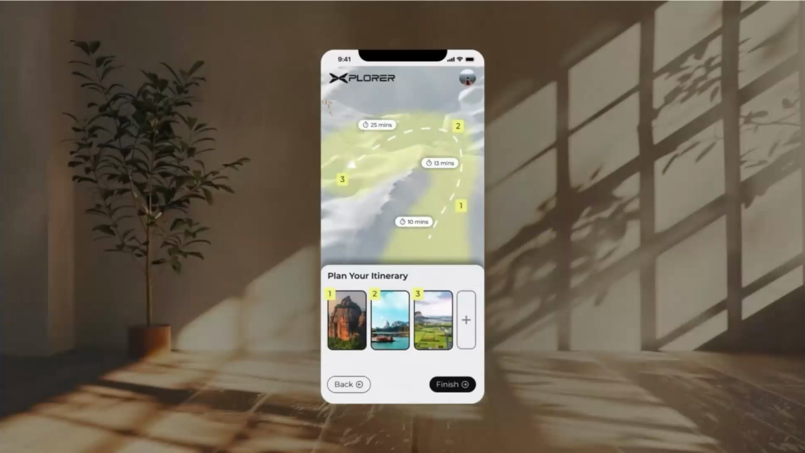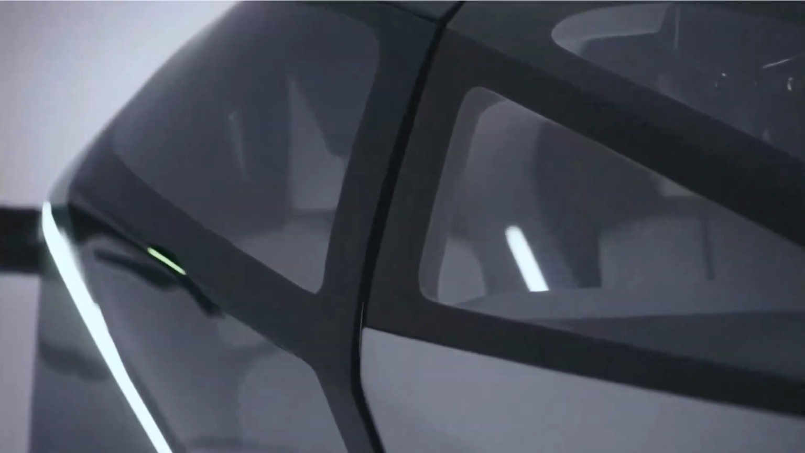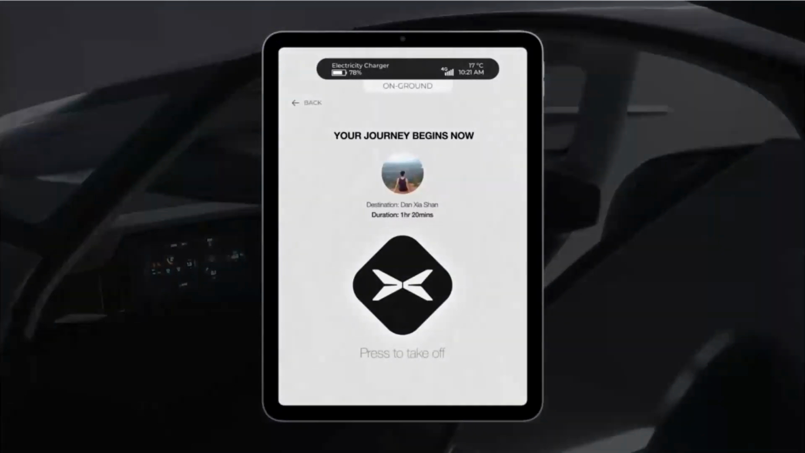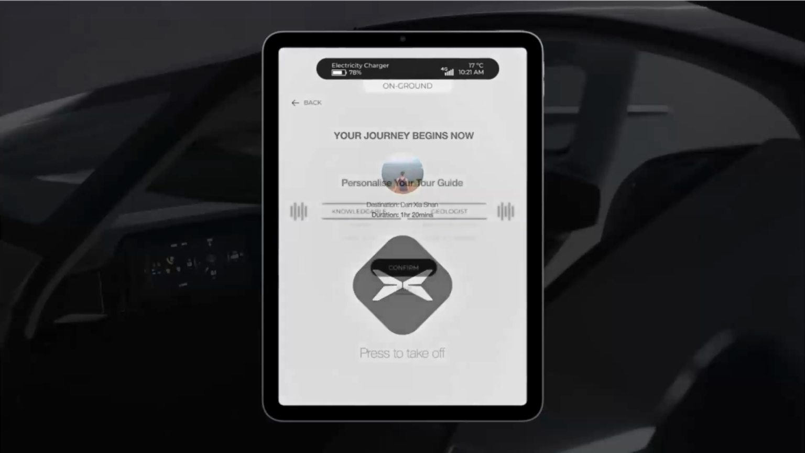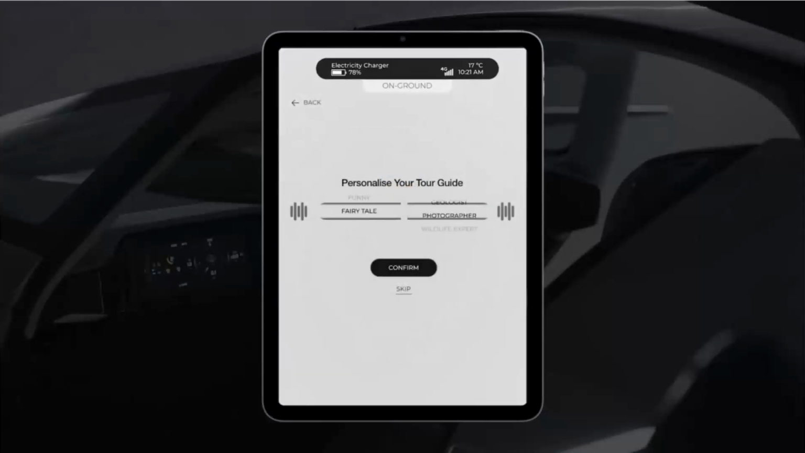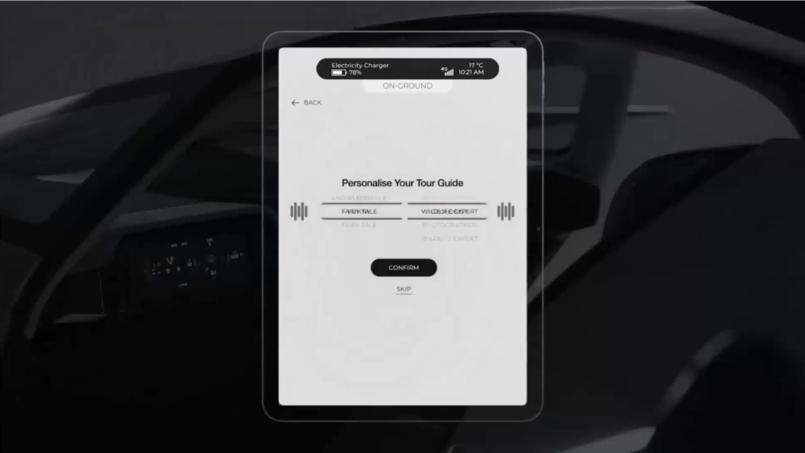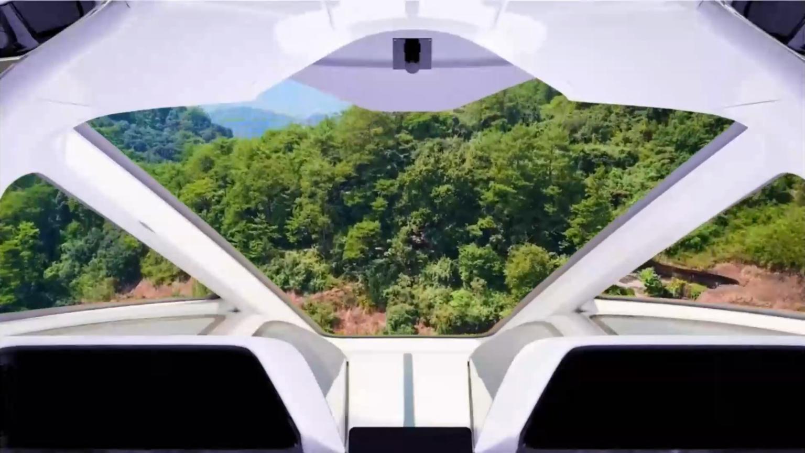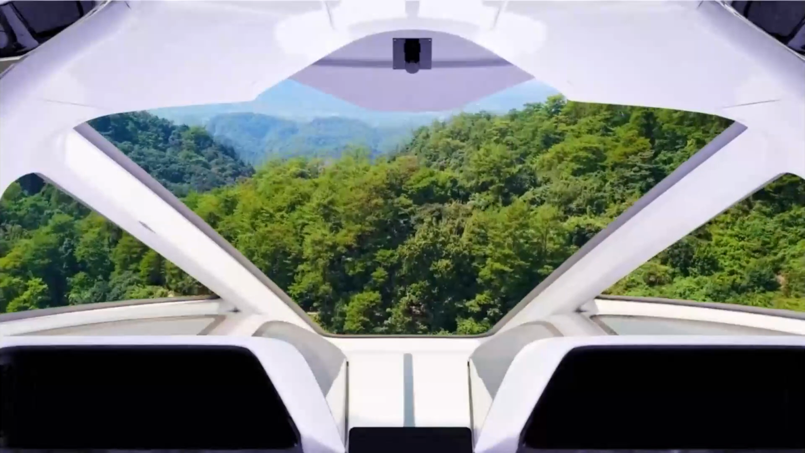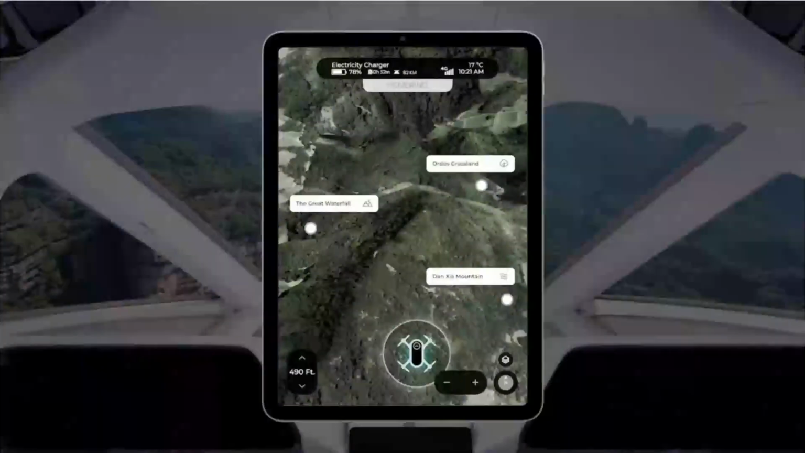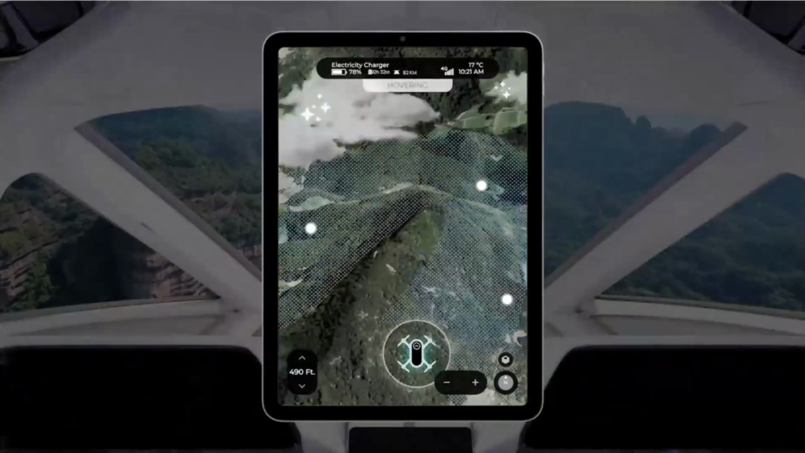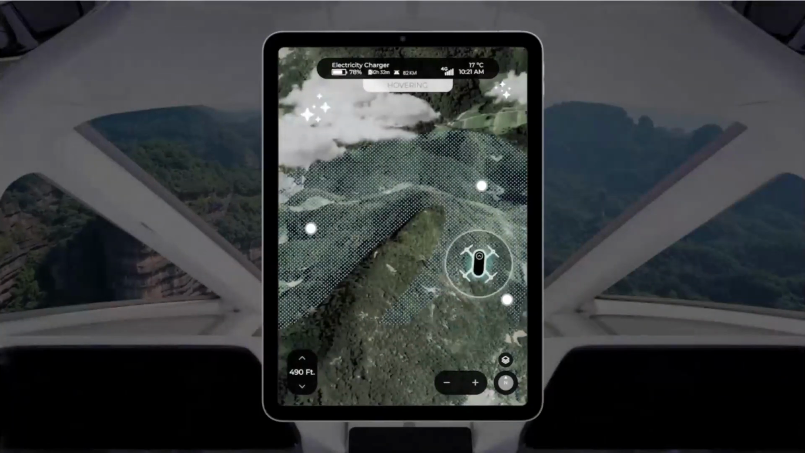Now let's hop on to the X2, and the control panel already syncs with our profile that is set up on the app. Before we begin, let us choose the tonality and profession for our tour guide today. Let's choose a fairy tale wildlife expert. Next, we go to Danxia Mountain. Look how we clear the path while flying to the destinations.